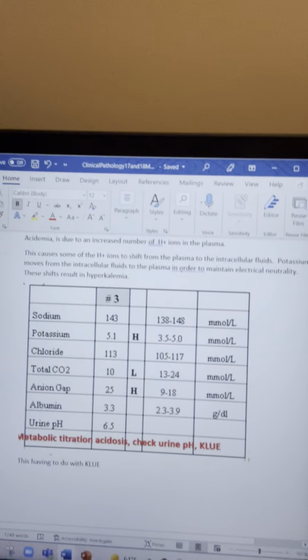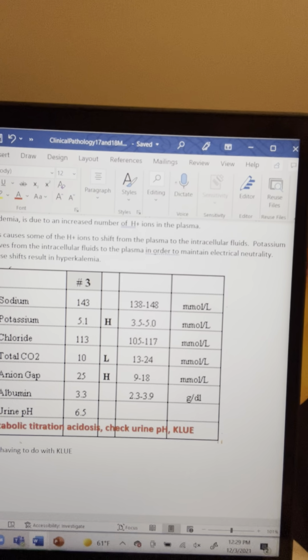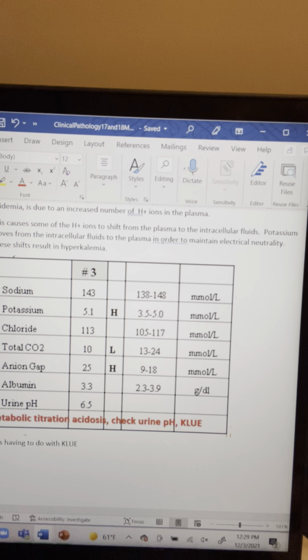So then we looked at another one. Here we have high potassium, low total CO2, and a high anion gap. This would make us think of metabolic titration acidosis, but again, we would check urine and the pH and think of CLU. Those are our ketones and other things.